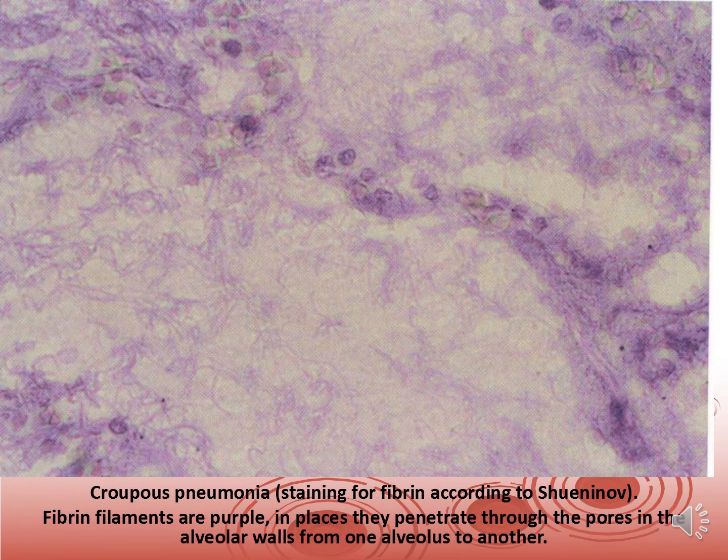Croup pneumonia, staining for fibrin according to Shuvenin. Here you see such special staining of alveoli. This is a very high magnification of the microspecimen. Fibrin filaments are purple. In places they penetrate through the pores in the alveolar walls from one alveola to another. Here you see such example.